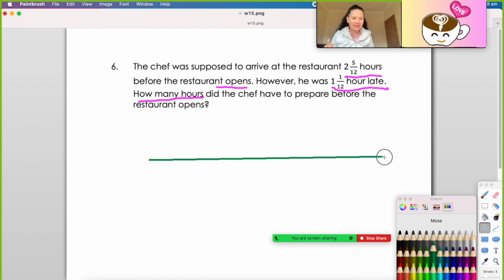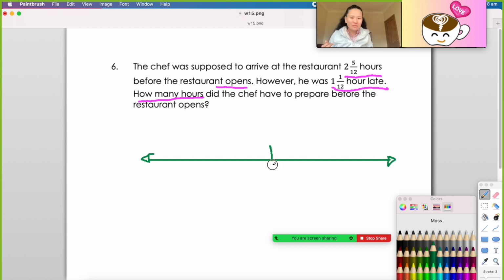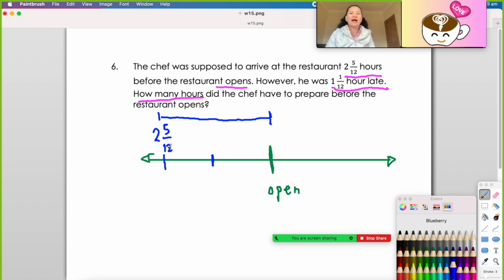What I'm going to do is make a timeline here for you. Okay, here is when it's open. It needs to open here. Normally the chef needs to be at the restaurant 2 hours and 5 over 12. But he was late. Here he is late like this. The time that he is late is 1 and 1 over 12. So the time that he is able to prepare is around just here, yeah?